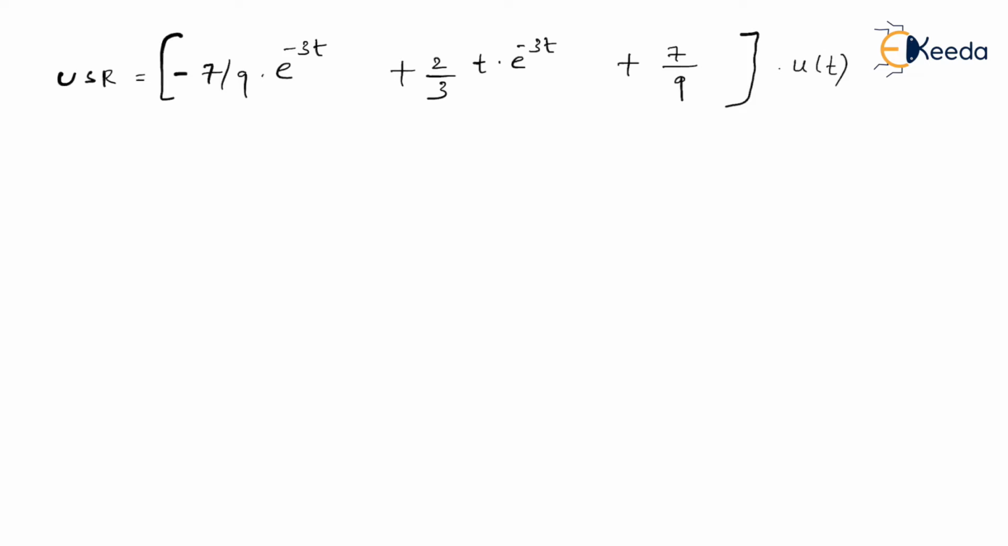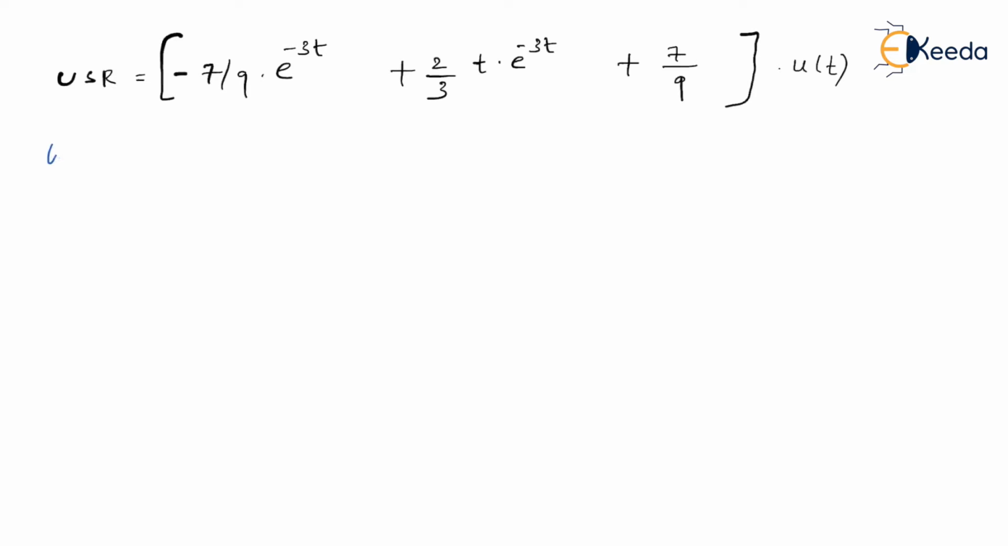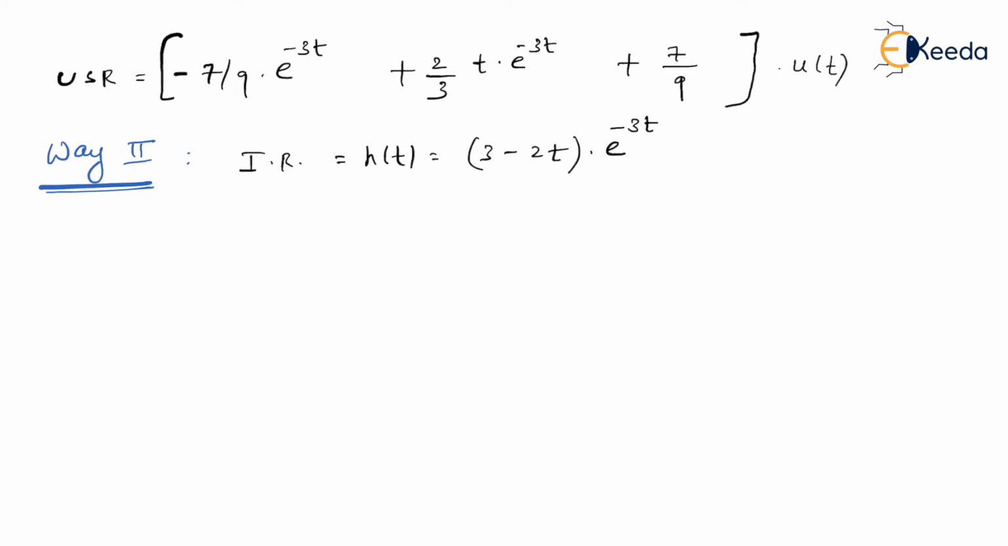So this is a unit step response. But as you have seen, it is quite a tedious approach. Am I right? I'm not saying it is a wrong approach, but it is a tedious approach where you have to go through so many steps. Let us see if we have some other approach. So we'll go for way 2. This was the impulse response which was given. Am I right? So what I'll do is I'll take a Laplace transform.